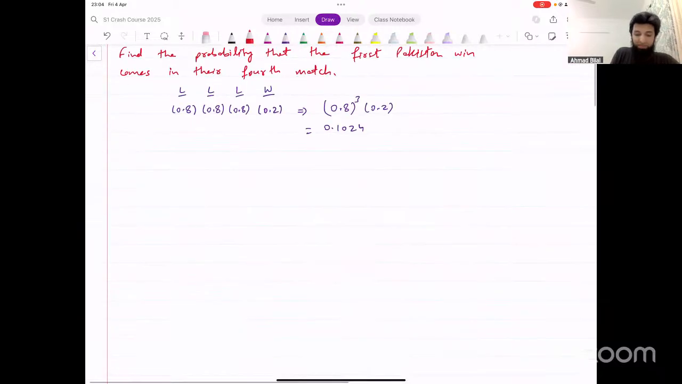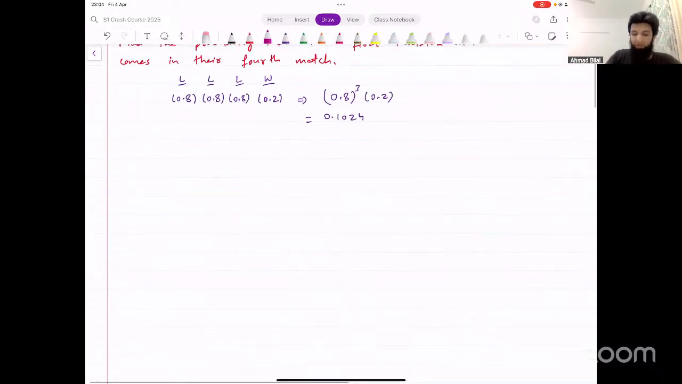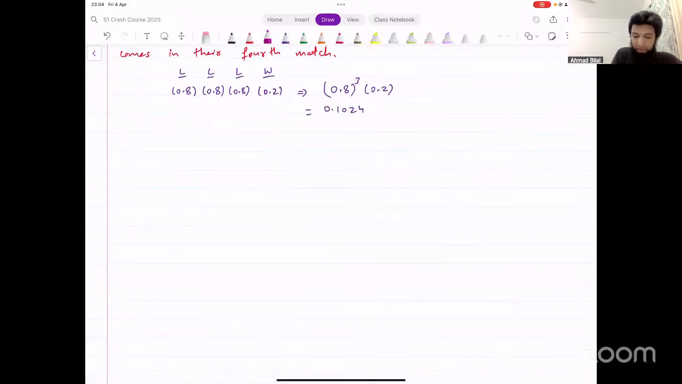Now, this is actually geometric distribution. We'll talk about the conditions of geometric distribution in a moment. But this is what the formula looks like for a geometric distribution. Probability of x equal r is given by q raised to power r minus 1 times p. That's the formula for a geometric distribution.